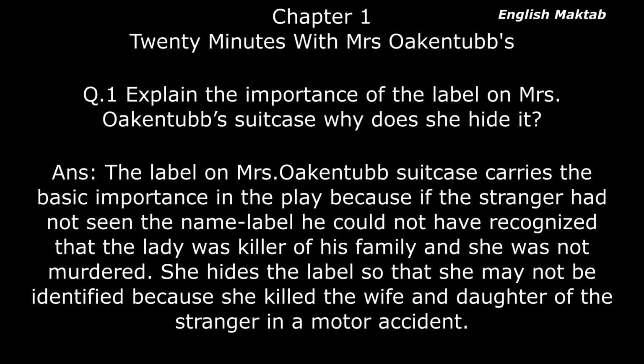Ans. The label on Mrs. Oakentubb's suitcase carries basic importance in the play because if the stranger had not seen the name label, he could not have recognized that the lady was the killer of his family and she was not murdered. She hides the label so that she may not be identified because she killed the wife and daughter of the stranger in a motor accident.